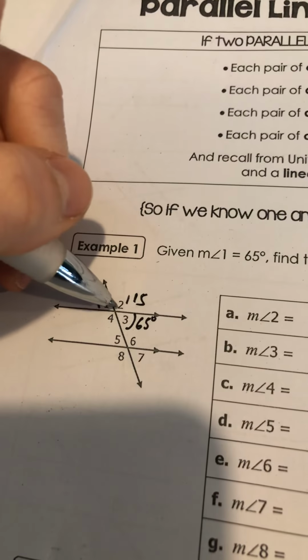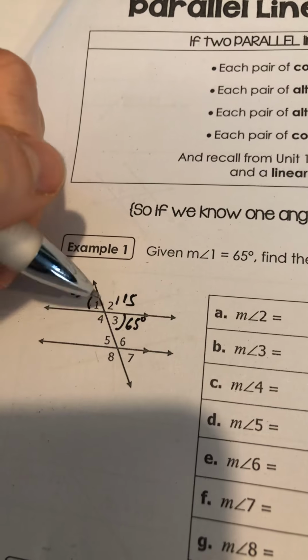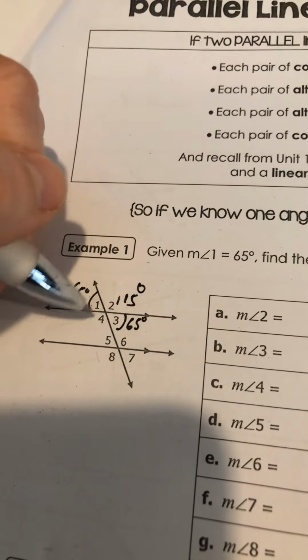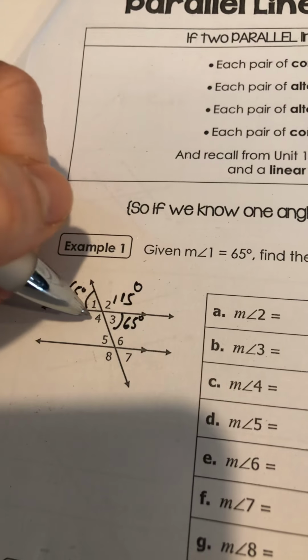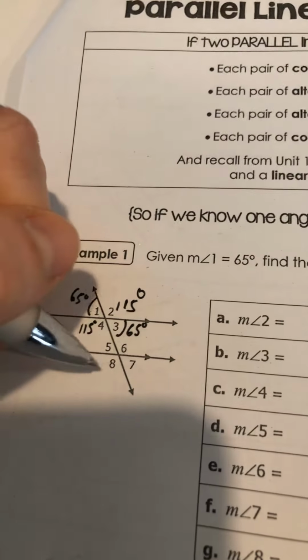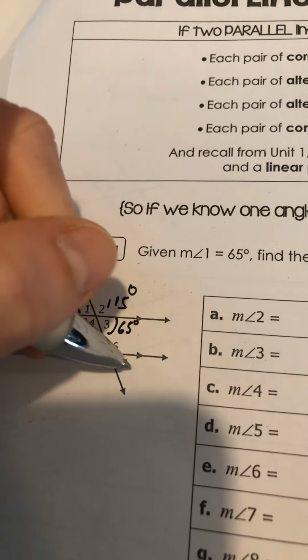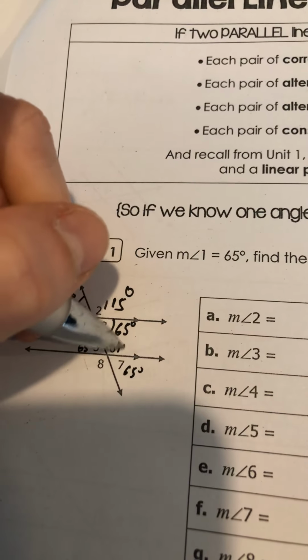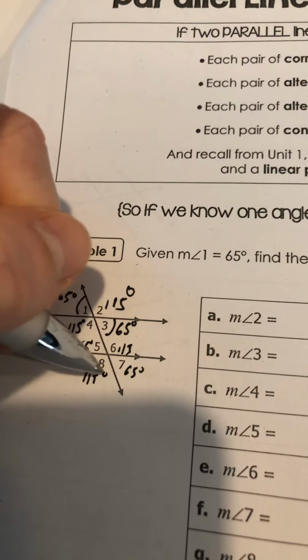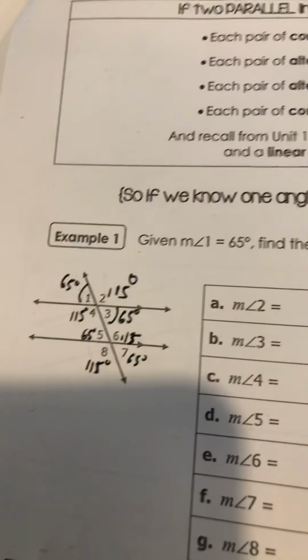So every obtuse angle in this whole figure is going to be 115 degrees, and every acute will be 65. Let's see, this one is acute, so it's 65. This one's 65. This one's 115 and 115. I apologize for my bad handwriting.